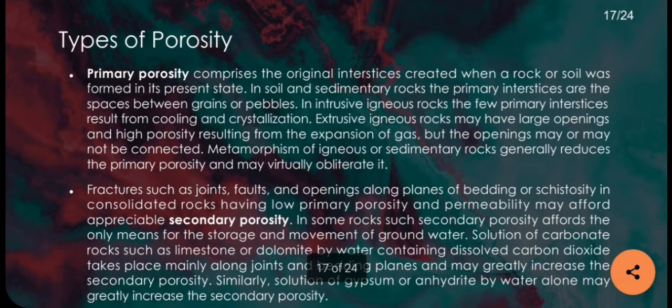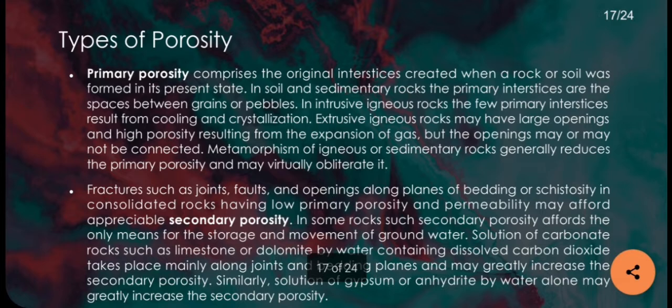Metamorphism of igneous or sedimentary rock generally reduces the primary porosity and may virtually obliterate it. So primary porosity describes the pore space between grains that is formed during depositional processes such as sedimentation or diagenesis.